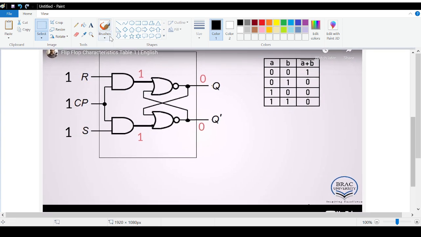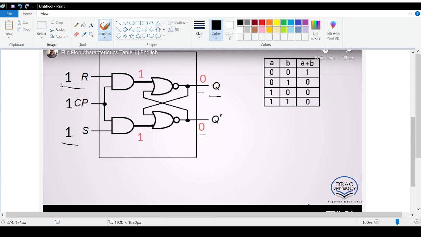So let's see what the value of Q is if S and R are both 1. If R is 1 and clock pulse will always be 1, the input over here is 1, and the input over here is 1. 1 and 1 is 1. If either input of a NOR gate is 1, then the output is 0, and here the output will also be 0 because the input is 1 here. So here Q and Q bar hold the same value. And isn't that wrong? Because as I said, Q and Q bar should always be complements of each other.